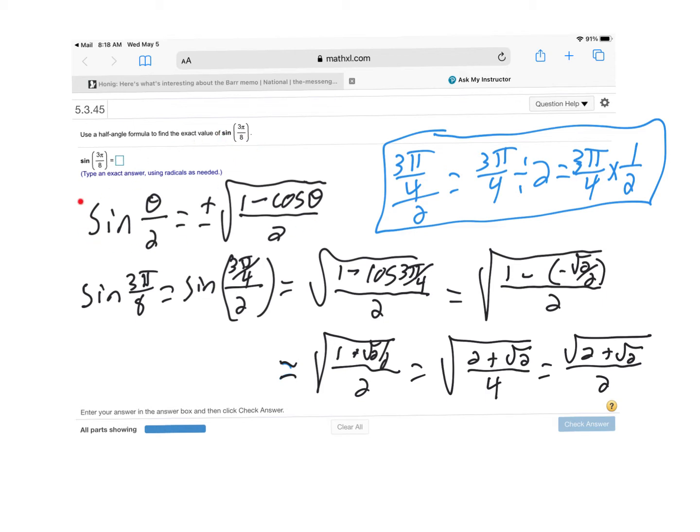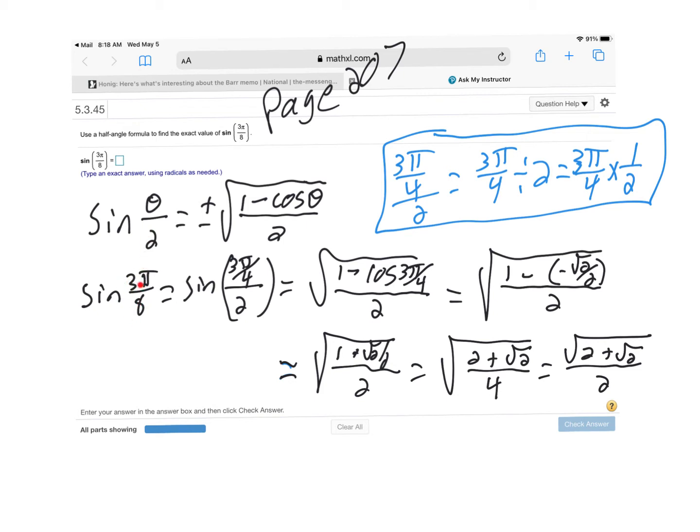Well, first thing you need to do is look up the half angle identities. I guess if you looked on page, let's see, what is it, 207 in your book, you'll find those. Page 207. You'll find the half angle identities, and we need one for sine. So here it is. Instead of theta over 2, we have 3 pi over 8.